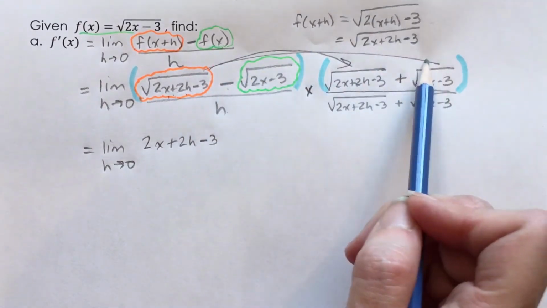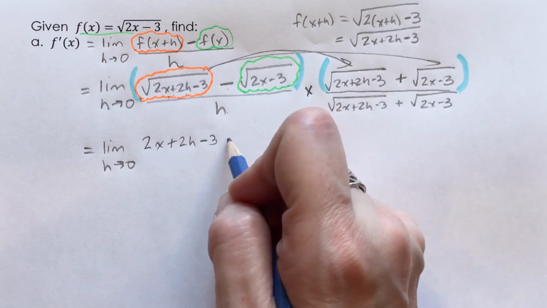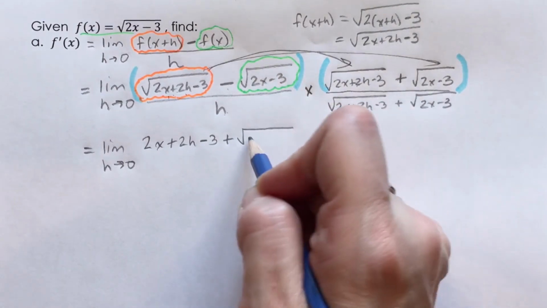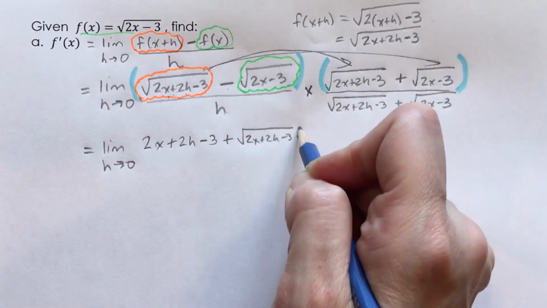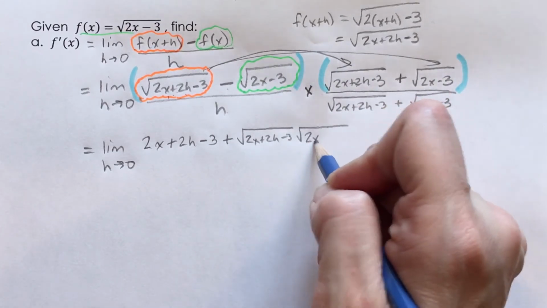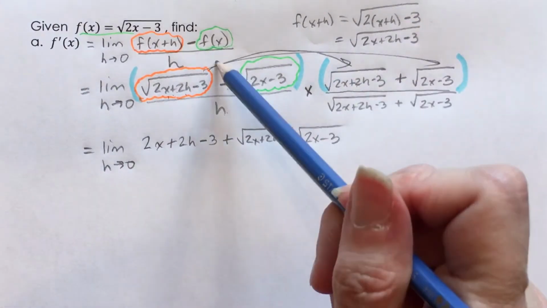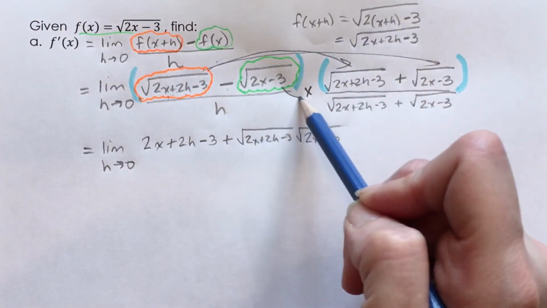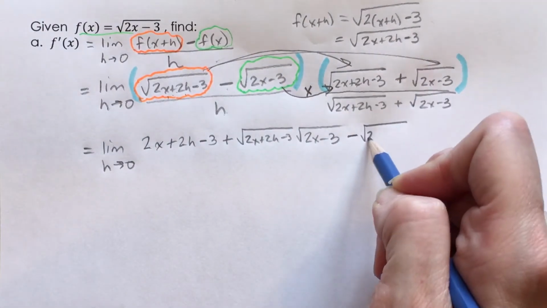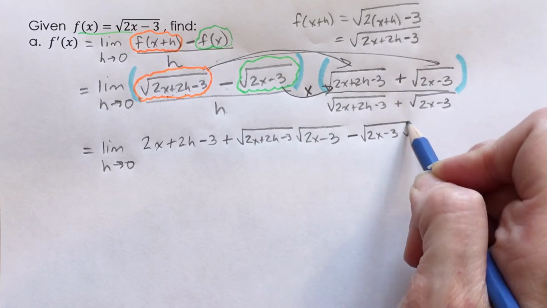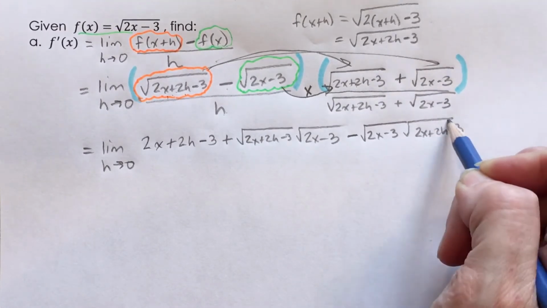Now we're going to do the outers. So they're two different roots, so they just have to stay looking like that. So it's going to be plus root of 2x plus 2h minus 3, root of 2x minus 3. So we've done the first and the outers. So now we're going to do the inners. So that's minus root of 2x minus 3, root of 2x plus 2h minus 3.